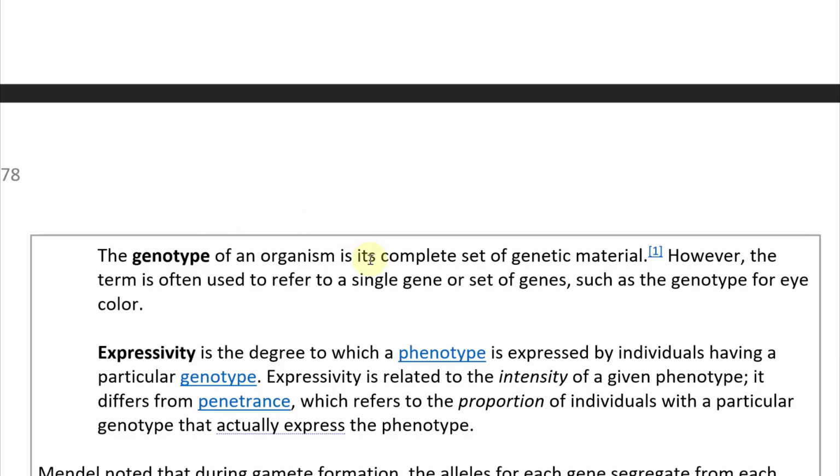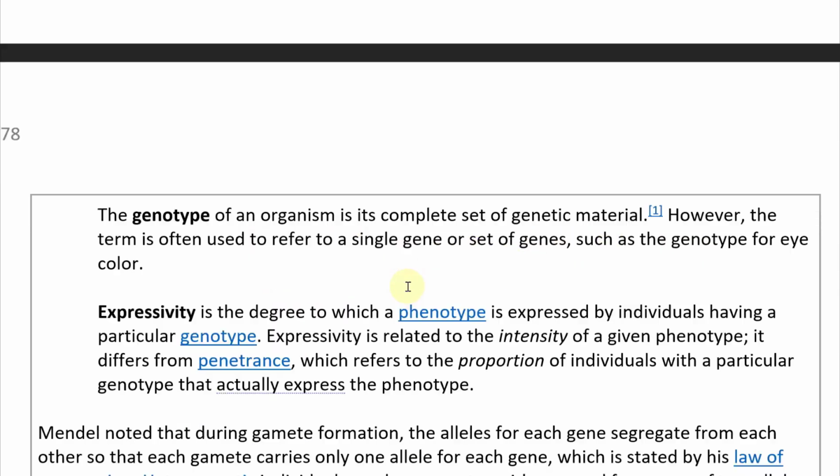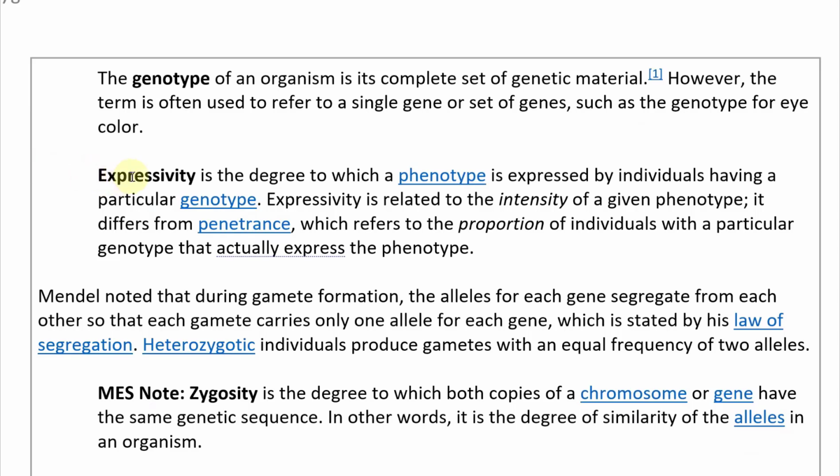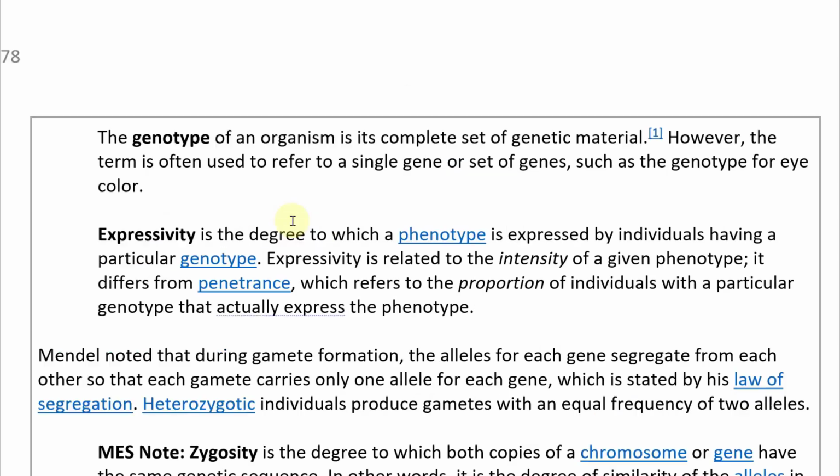And the genotype of an organism is its complete set of genetic material. However, the term is often used to refer to a single gene or set of genes, such as the genotype for eye color. Then the other exception is expressivity. Expressivity is the degree to which a phenotype is expressed by individuals having a particular genotype. So it's the degree to which a phenotype is expressed.